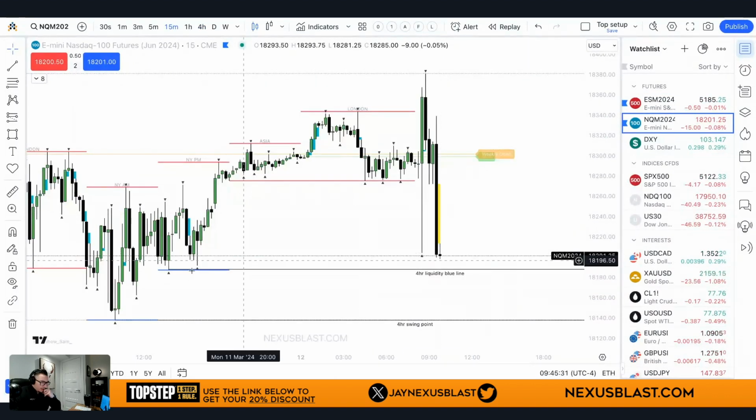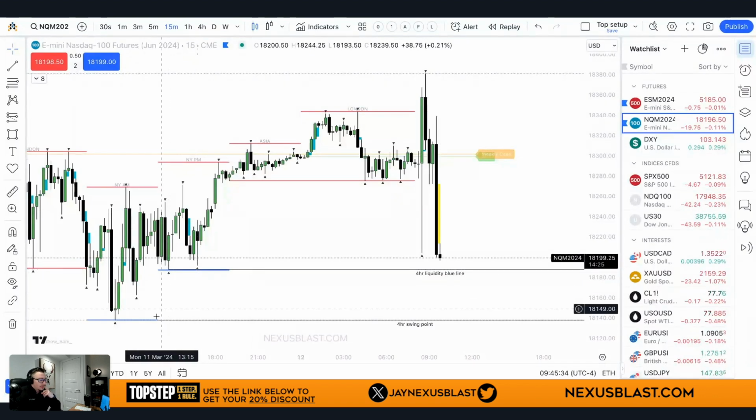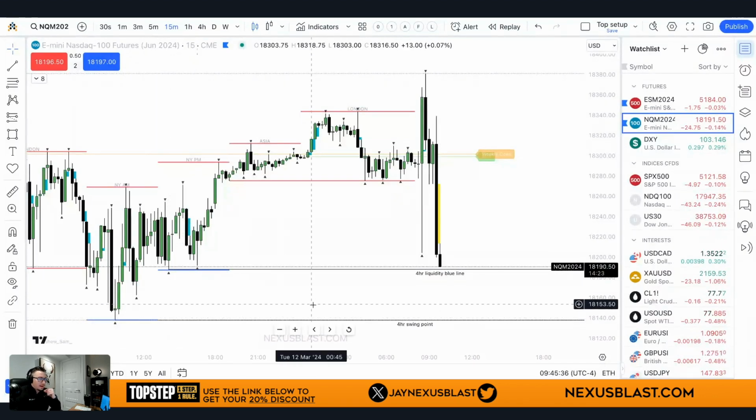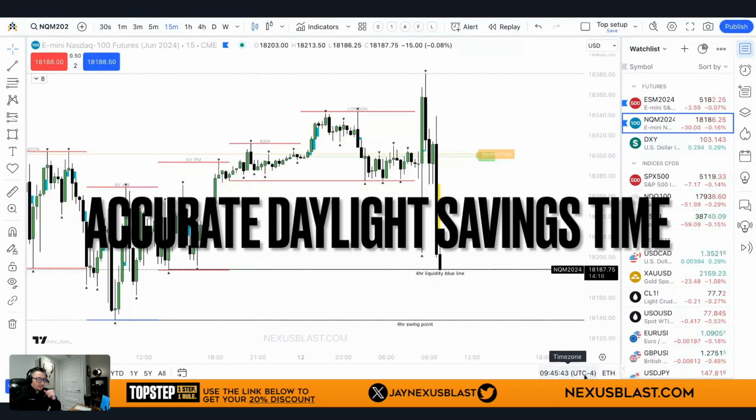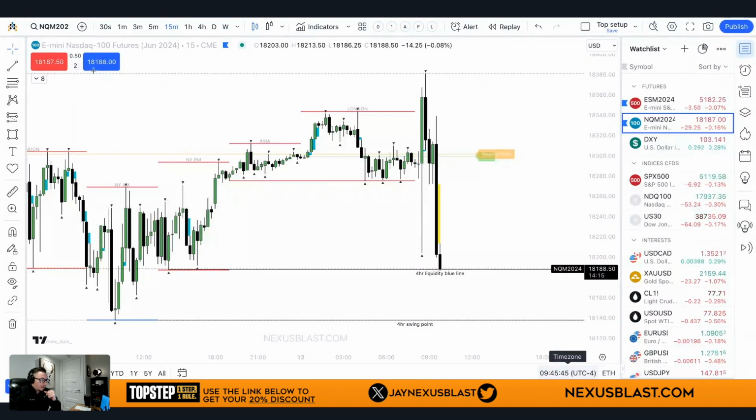So we got liquidity here, the blue line, liquidity here. I'm going to remind everyone again, time is now New York local time UTC -4. So this should reflect on your screen as well.